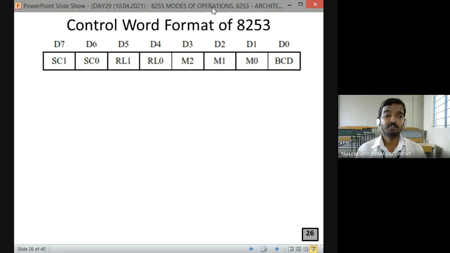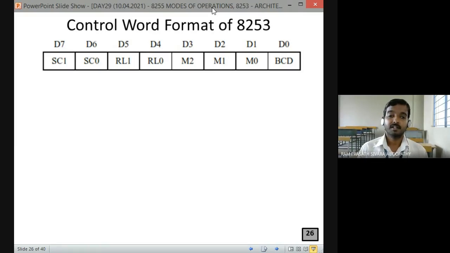Okay. This is the control word format of 8253. Fine. Let us see for what purpose we are going to use SC1 SC0. When you write the count value, you can use the address of the counter. That's not a problem.